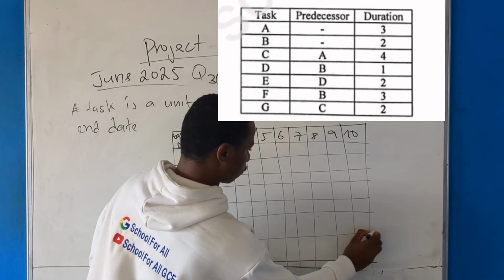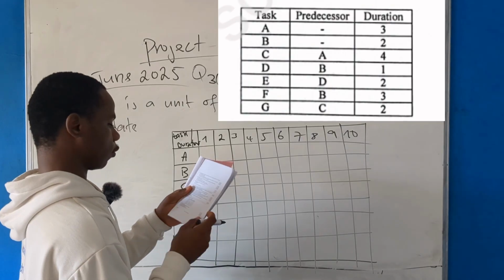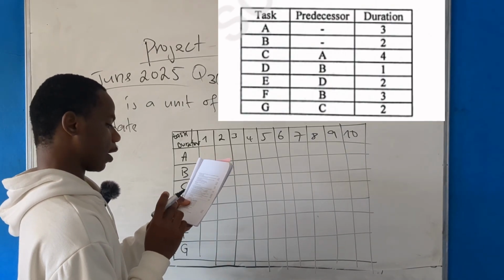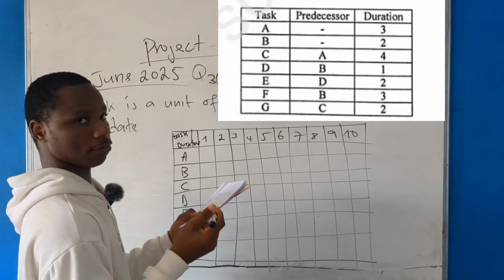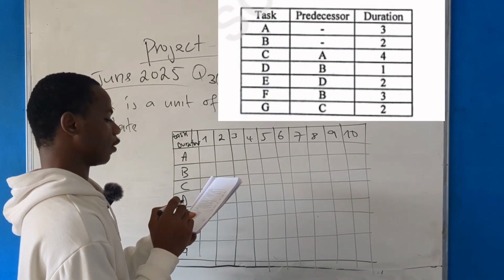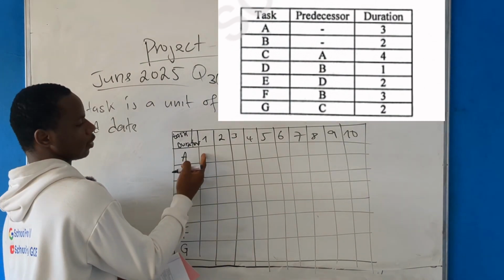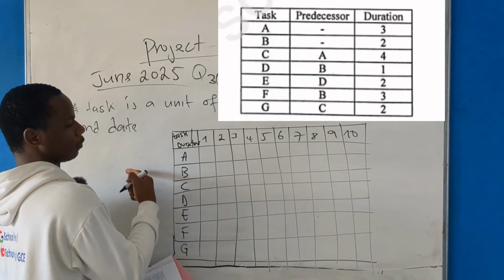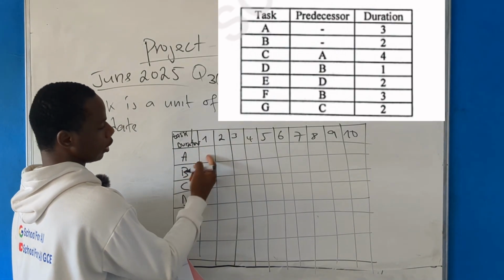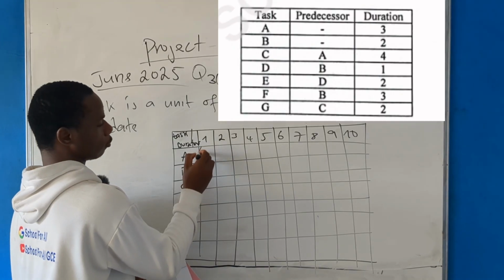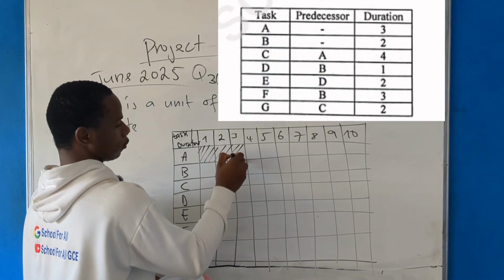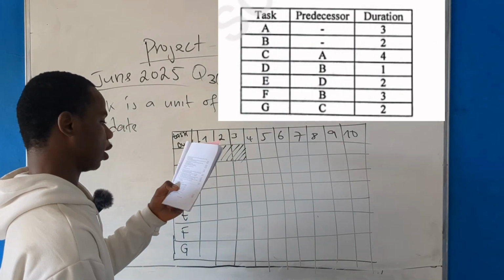Okay, now, so let us draw this very fast. So task A, at the level of predecessor, you realize there is a dash. Simply means that A is not having any predecessor. And the duration of A is what? 3 days. It simply means that A is at the starting point because it's not having any predecessor. It takes 3 days, so day 1, day 2, and day 3. So a box here represents a day. So you just shade it like this. Nice. You go to the next task.